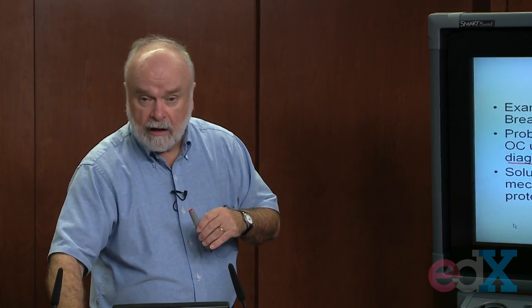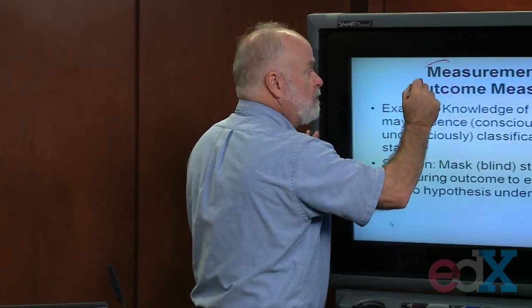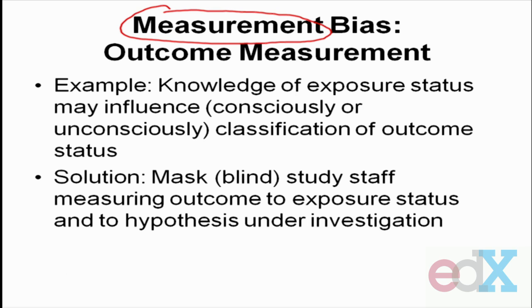Let me give you another example of a measurement bias. Let's suppose we're looking at the relationship between a certain medication, say statin use, and quality of life. We have a group of people who, for one reason or another, are taking statins, and another group who are not taking statins. They're being followed over time and their quality of life is being ascertained at some time in the future. The way it's being ascertained is an interviewer either calls them on the phone or knocks on their door and asks them a series of questions.